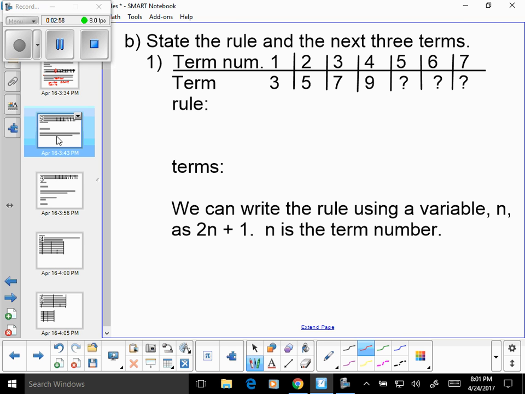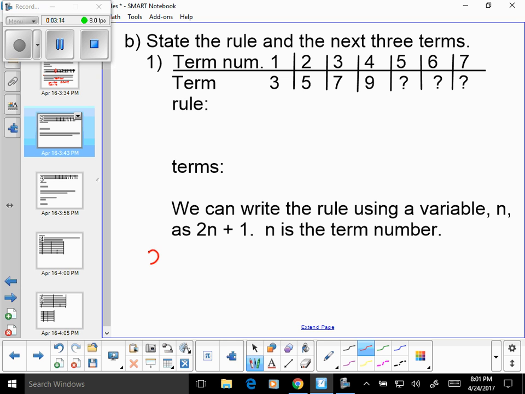I could take 1 times 3. 1 times 3 is 3. Will that work for 2? 2 times 3? Nope, because I'm supposed to have a 5. Well, then I have to start trying a few things.